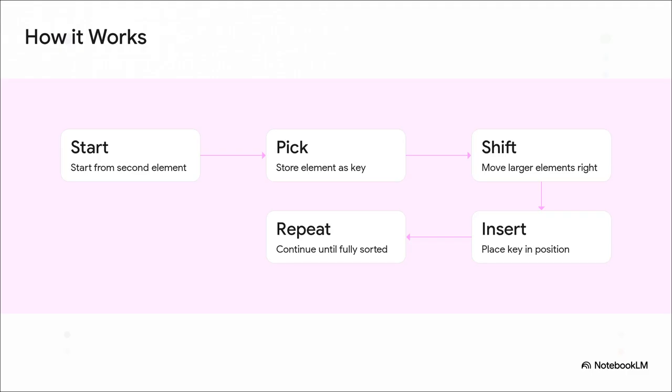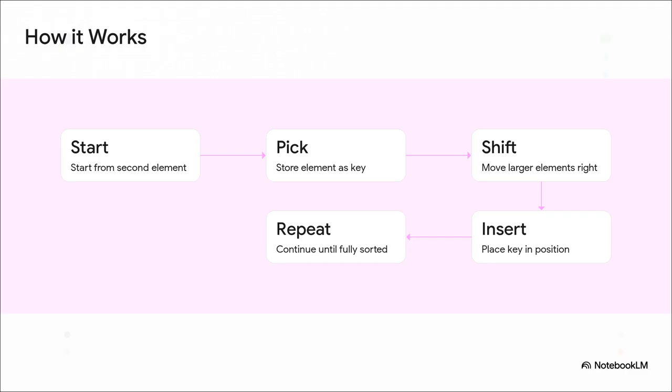Step 1. We start from the second element. Now, why is that? Well, because a single card all by itself is already sorted. We just treat that first card as our sorted foundation. Step 2. We pick up the current element, our second card, and we hold it. We call this the key.